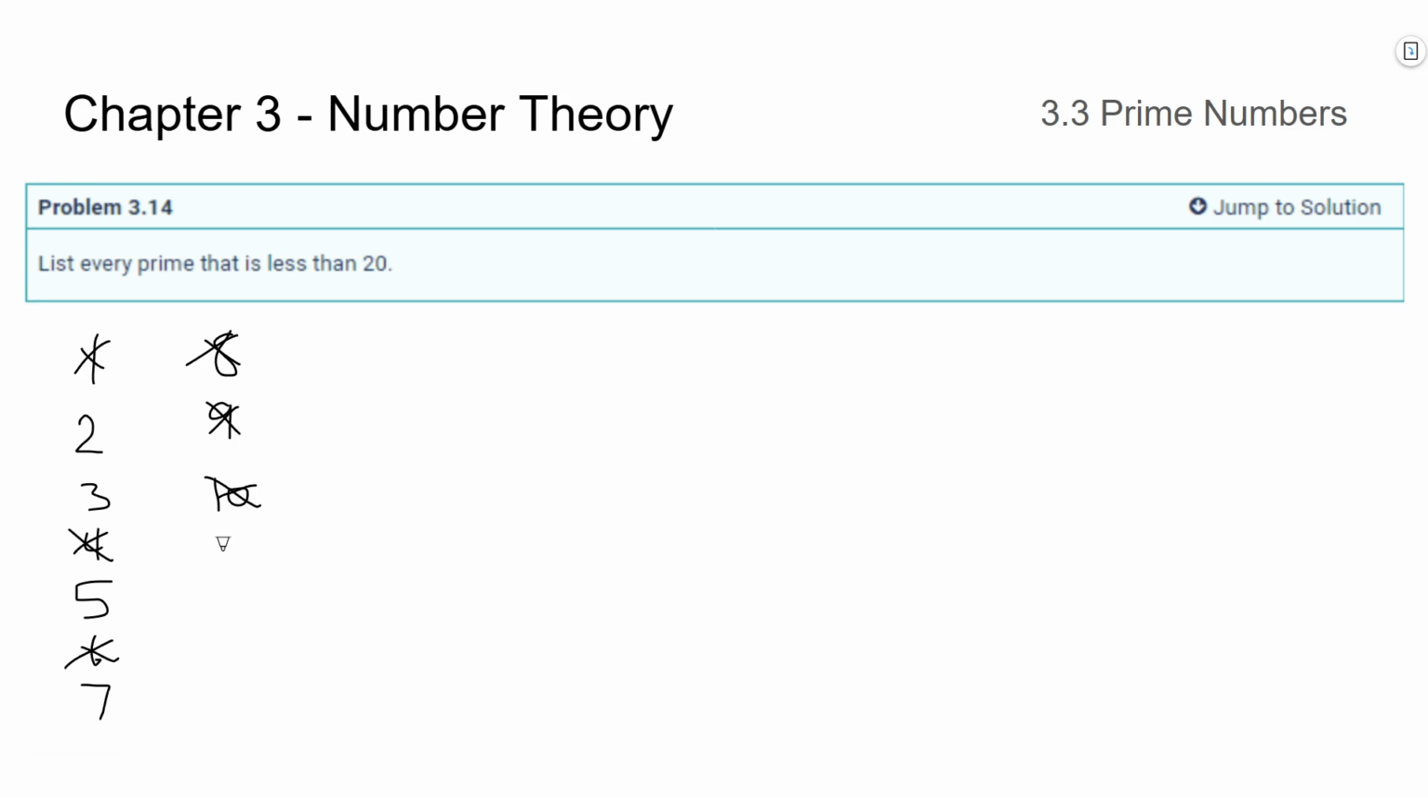So then 11. Let's see. Is 11 divisible by 2? No, it's not even. How about 3? Remember the divisibility test for 3? We add up the digits, so 1 plus 1 is 2. It's not a multiple of 3.